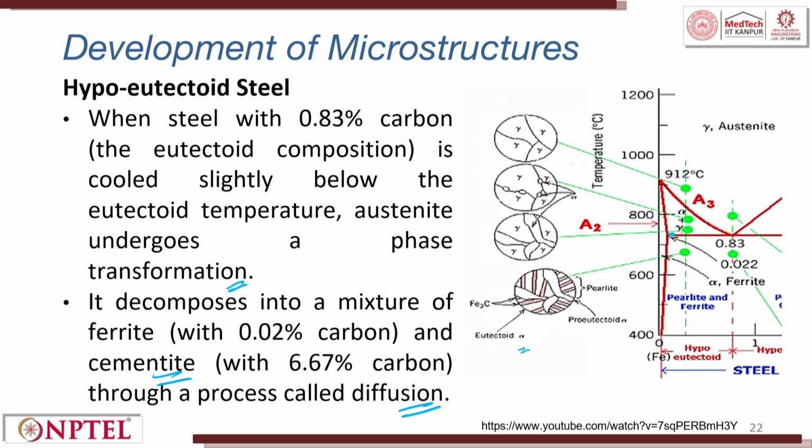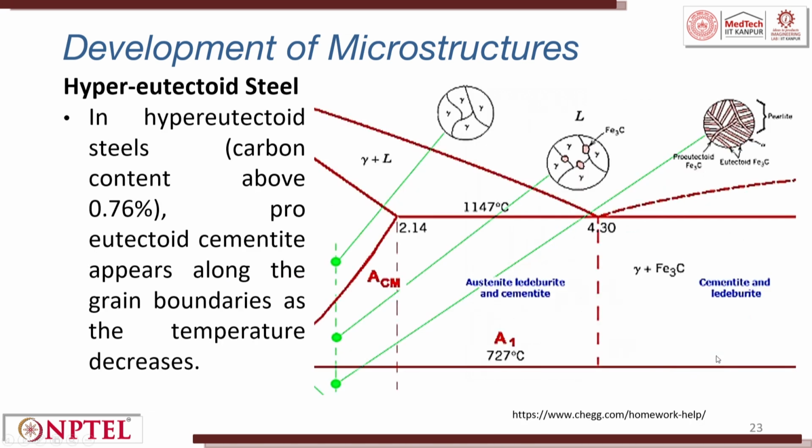So, when we talk about hypoeutectoid steel, this is 0.83, hypoeutectoid. When we talk about hypereutectoid steel, the proeutectoid cementite appears along the grain boundaries as the temperature decreases. So, this is what it is.